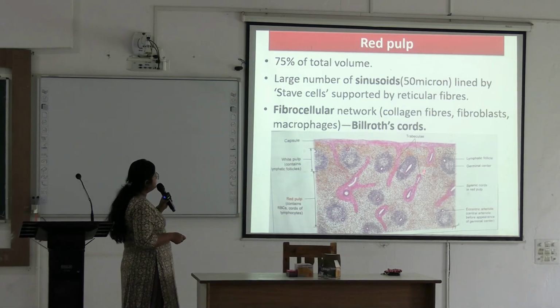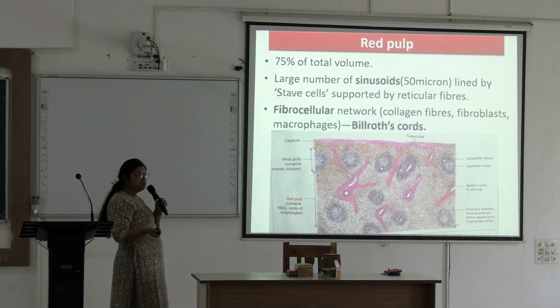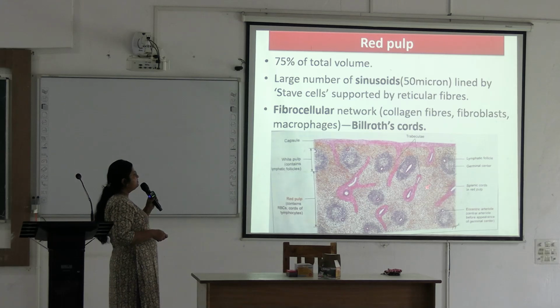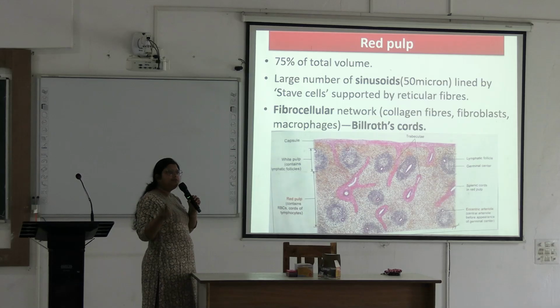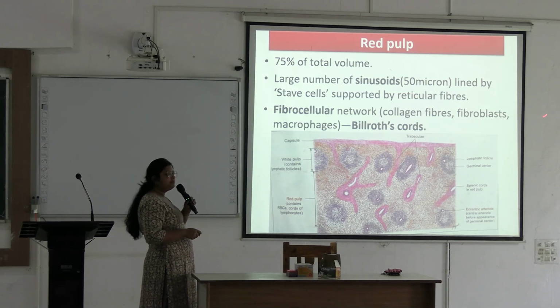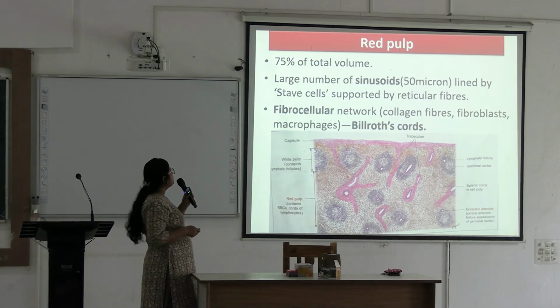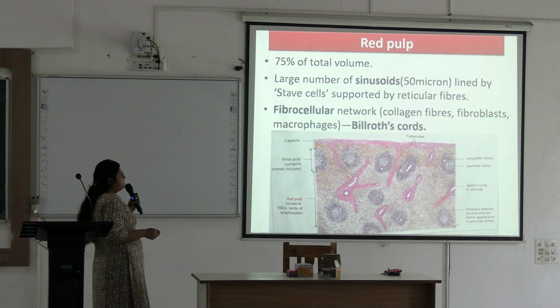So these follicles are forming white pulp, and the rest of the portion you can see is forming the red pulp, which contains the splenic cords, Billroth cords, okay? 75% of the total volume is formed of this red pulp. Large number of sinusoids, diameters about 50 micron, lined by stem cells supported by the reticular fibers are present in the red pulp. And a fibrocellular network is present here, formed of the collagen fibers, fibroblasts and macrophages, and they are forming the Billroth cords, okay?